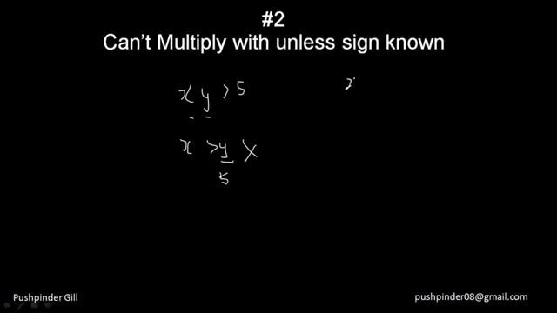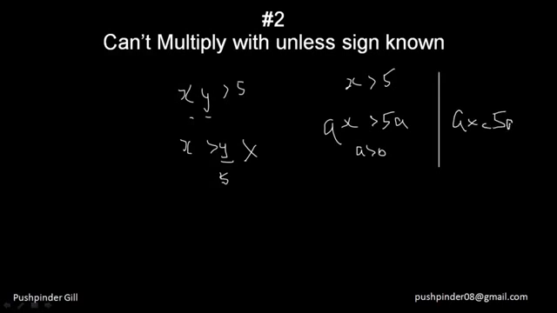Similarly, if I say x is greater than 5, I cannot say a into x will be greater than 5 into a. Only if a is positive, isn't it? And a into x will be less than 5 into a if a is negative. Talking about integers only, right? So you cannot multiply or divide unless you know the sign.